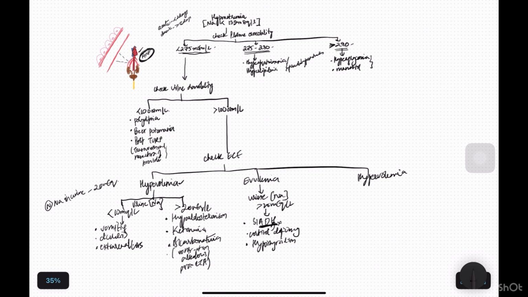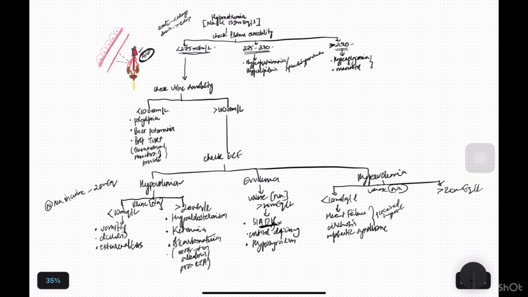Now, moving on to hypervolemia. Again, we're going to see if the urine sodium is less than 10 milliequivalents per liter or more than 20 milliequivalents per liter. Now, this is going to happen in cases like heart failure, cirrhosis, nephrotic syndrome. So, what is the common thing here? The common thing here is perceived hypovolemia, or basically the effective circulating volume is less.